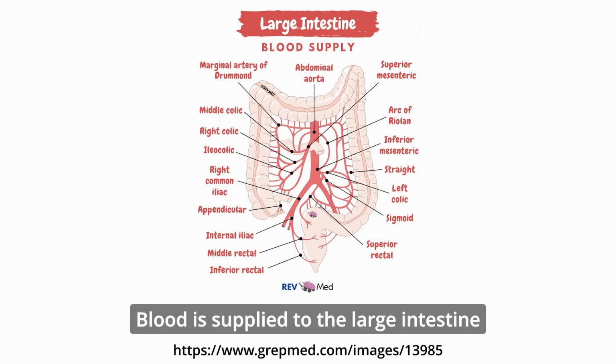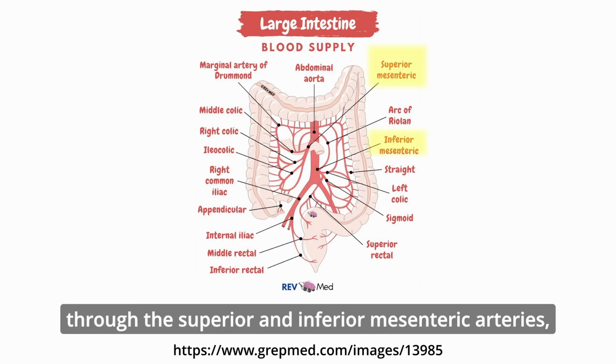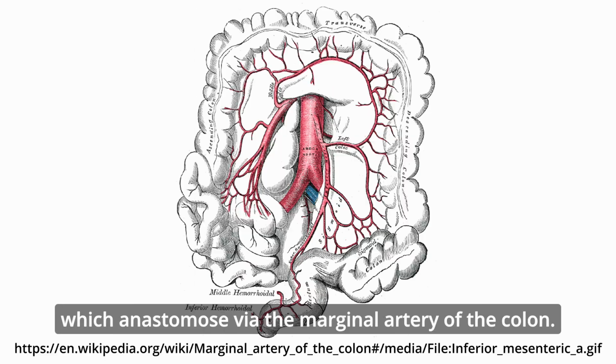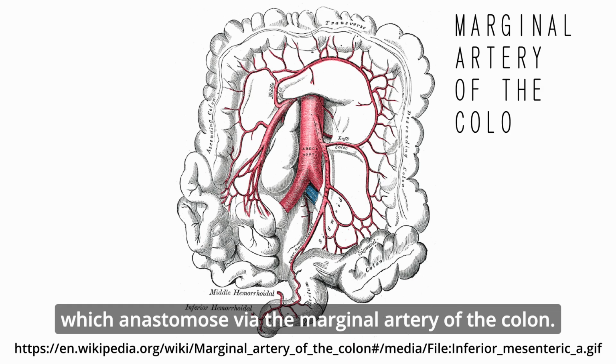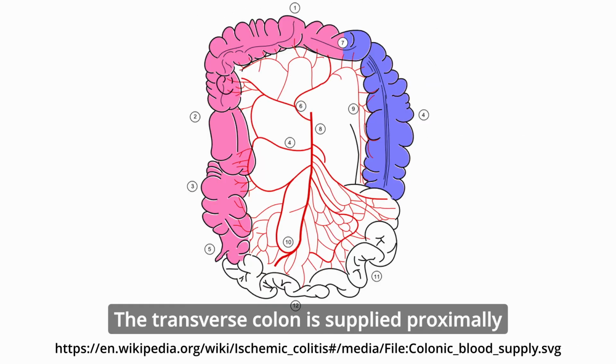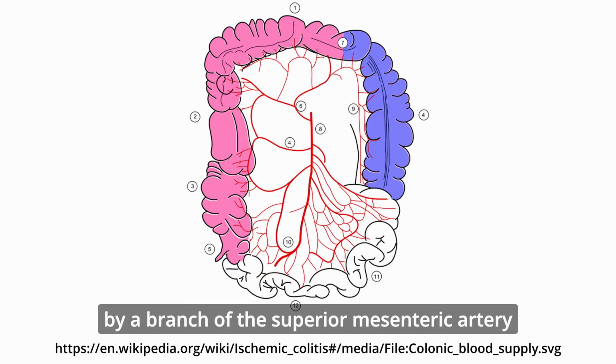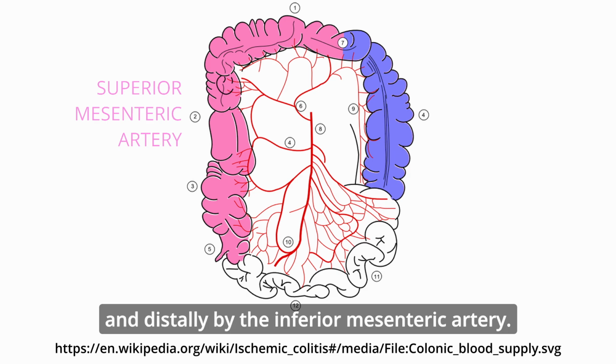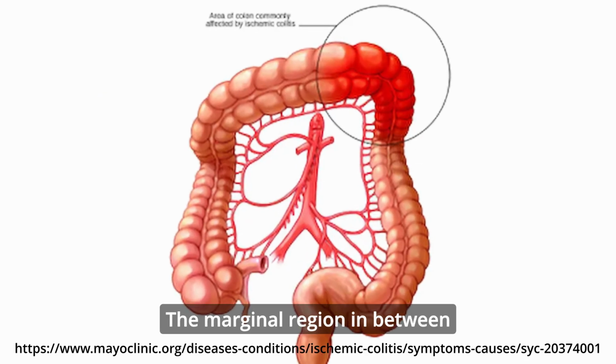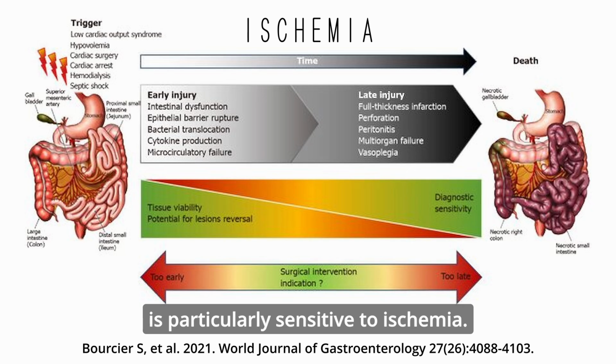Blood is supplied to the large intestine through the superior and inferior mesenteric arteries, which anastomose via the marginal artery of the colon. The transverse colon is supplied proximally by a branch of the superior mesenteric artery and distally by the inferior mesenteric artery. The marginal region in between is particularly sensitive to ischemia.